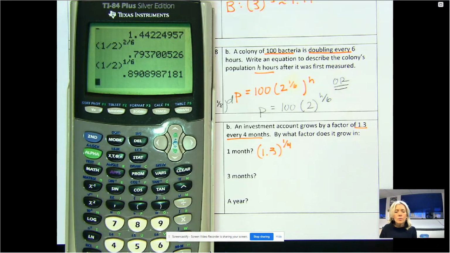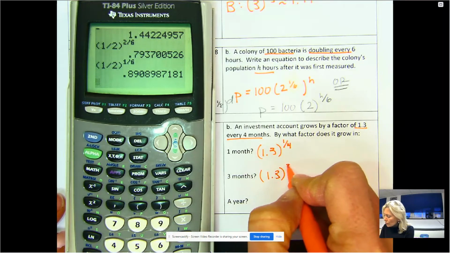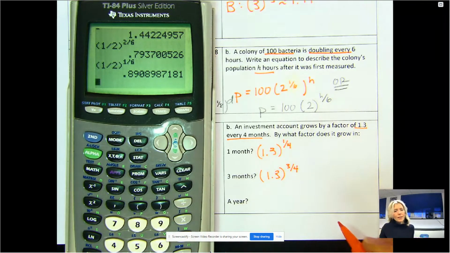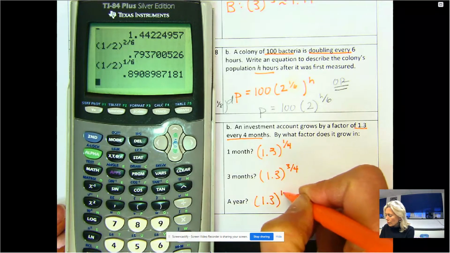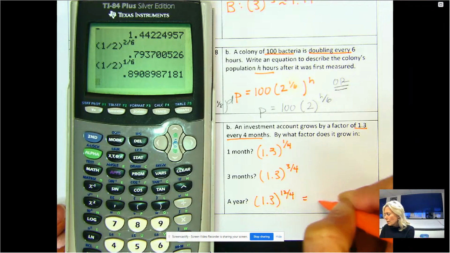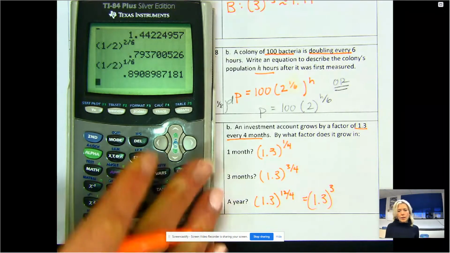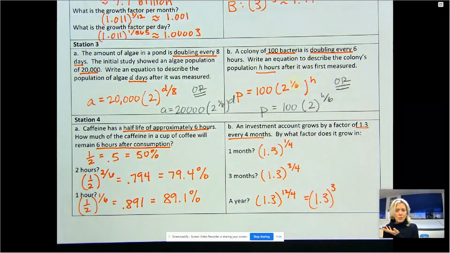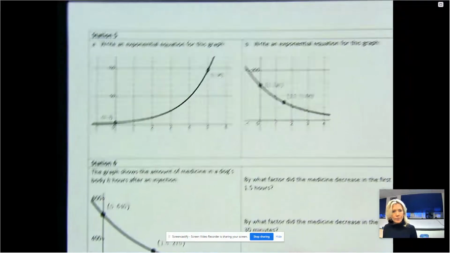In 3 months, 3 out of the 4 months. So 1.3 to the 3/4. And then finally in a year, well, a year is 12 months. So 1.3 to the 12/4, or you could just say 1.3 to the 3rd. All right. So again, you could totally put that into a calculator, but those answers are totally acceptable, and we're done with page 1. So a couple more on the second page, or the back side for you guys.